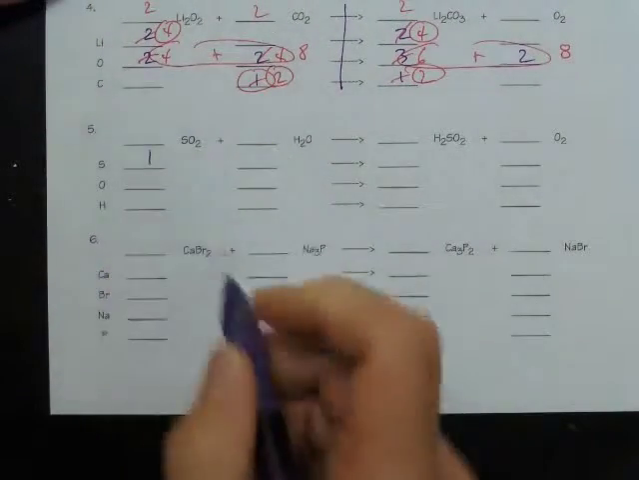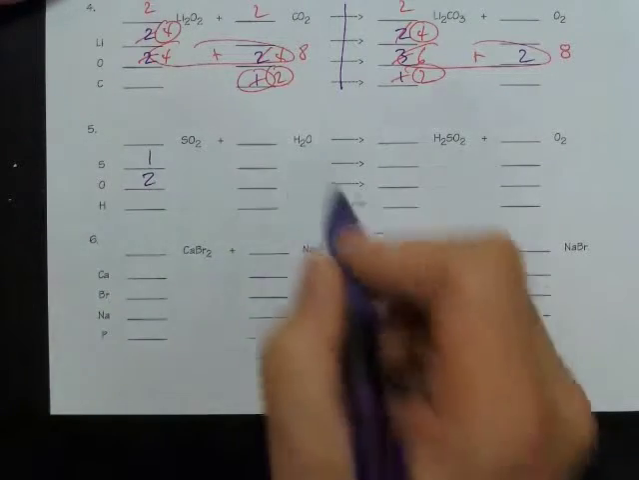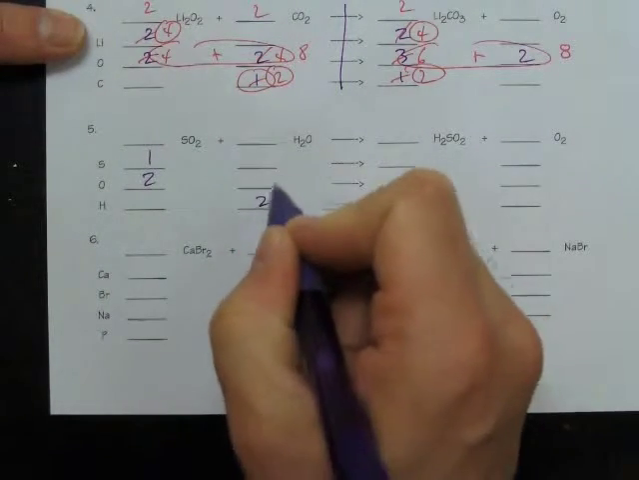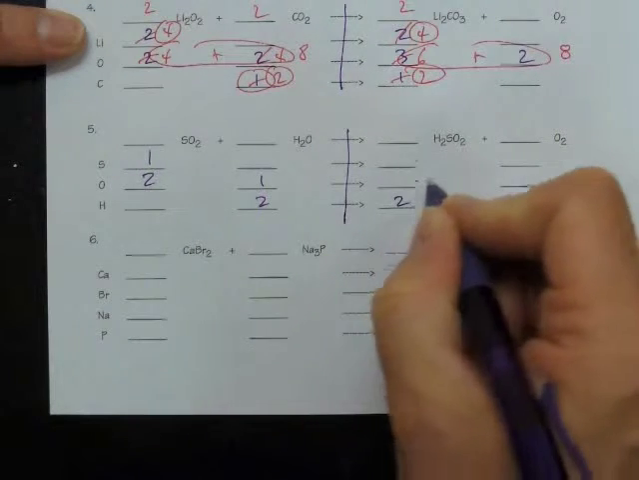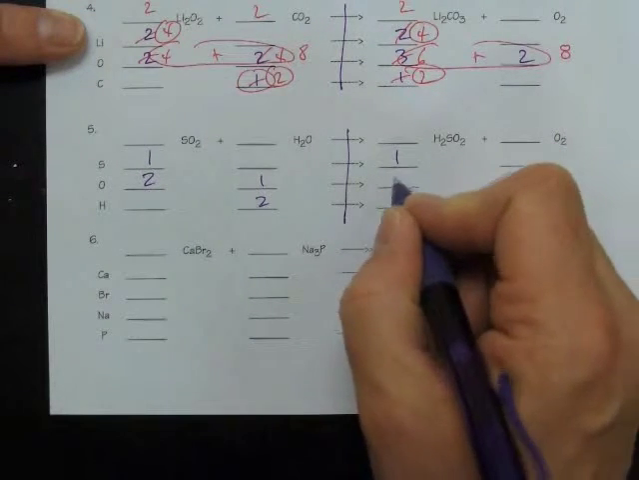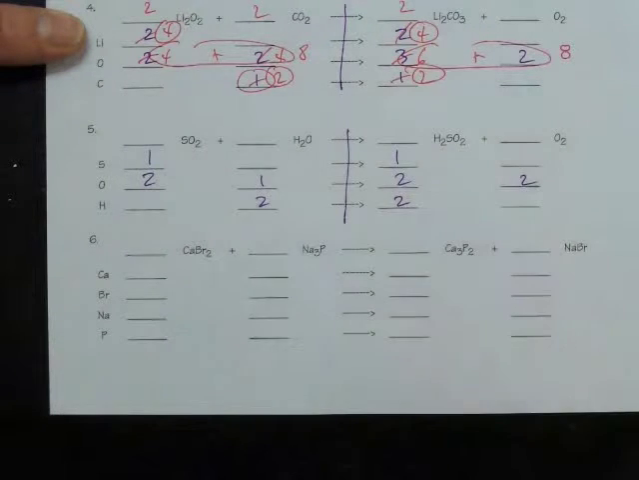Alright, the next one, sulfur is 1, oxygen is 2. And then this water has 2 hydrogens and 1 oxygen. Divide the reactants from the products. 2 hydrogens, a sulfur and 2 oxygens, and then 2 more oxygens. That's the starting count. Now let's see what else has to change.